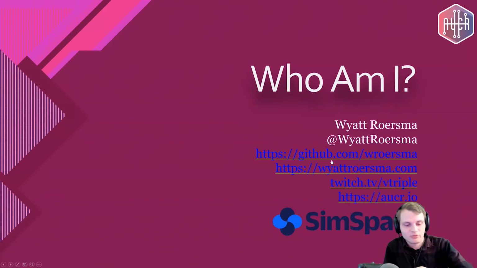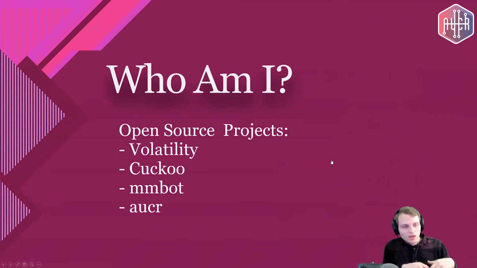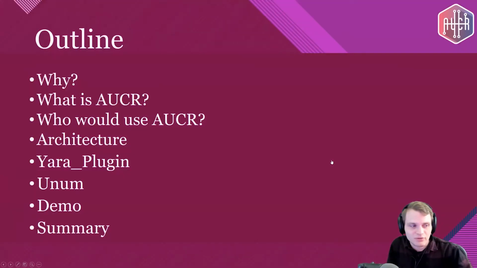My background is mostly I've worked on Volatility, the open source project, as well as Cuckoo, an open source project, called MMBot. And the latest one that's originally mine is the AUCR project, which is the Analyst Unknown Cyber Range, which is meant to be a microservices framework to make a lot of different things easier. And I'll kind of dive into what it is, so we can kind of talk about the YARA plugin that I wrote for making YARA testing easy, and something that you can use to share with many people.